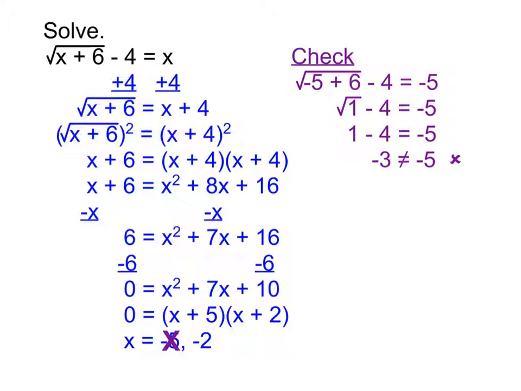So the first one in this case, negative 3 does not equal negative 5, so that one is going to be not a solution. Remember, we call that an extraneous solution. Extraneous, extra, starts with the word extra and extraneous.